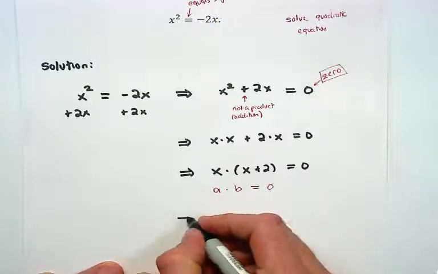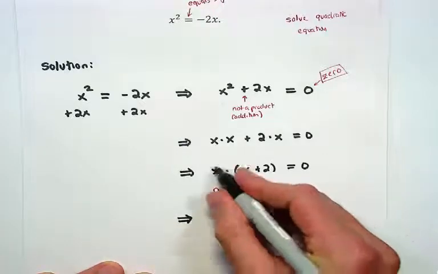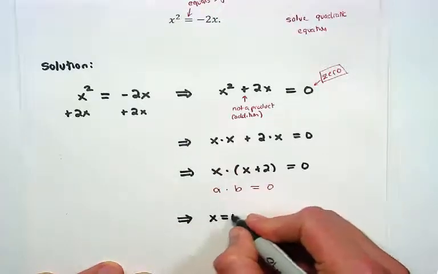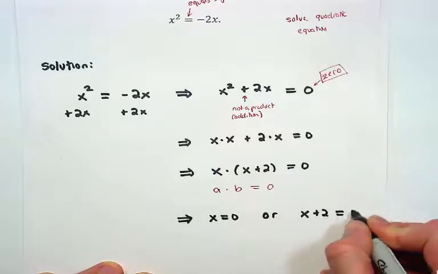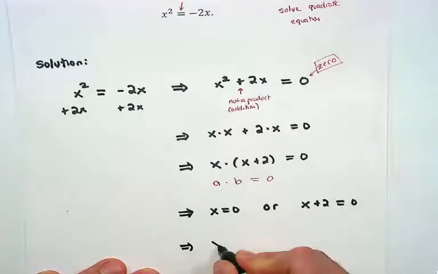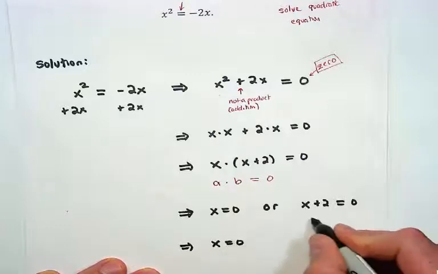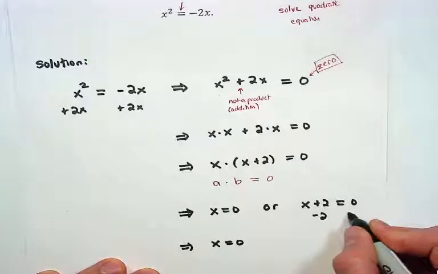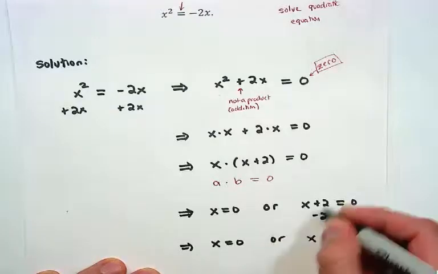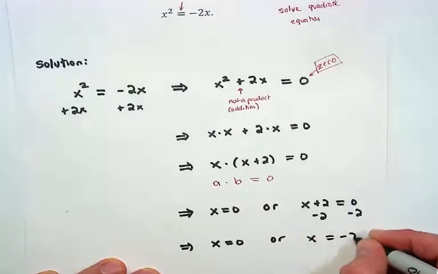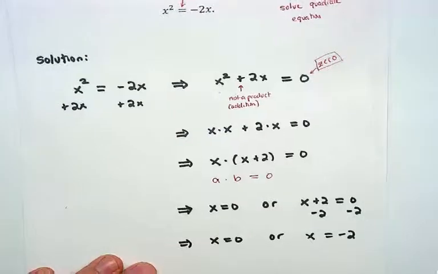We know immediately from the zero product property, either our first factor is equal to 0 or our second factor is equal to 0. In the case that our second factor is equal to 0, I get the x by itself by just bringing the 2 over to the other side. Inverse of addition is subtraction. And we have two options for our solutions.